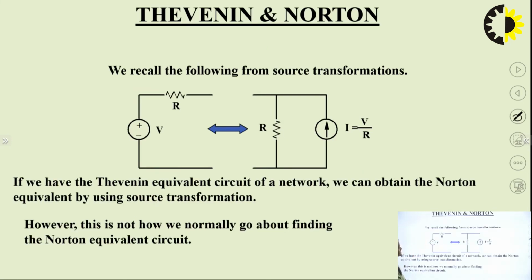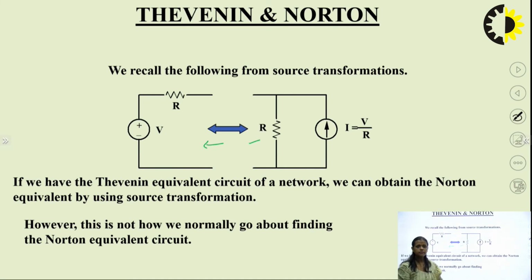Now, if we see the Norton equivalent and the Thevenin equivalent, right? If you have a Thevenin equivalent, you can find the Norton equivalent also by using source transformation, and it is vice versa. If you have a Norton equivalent, you can convert it into the Thevenin equivalent also.